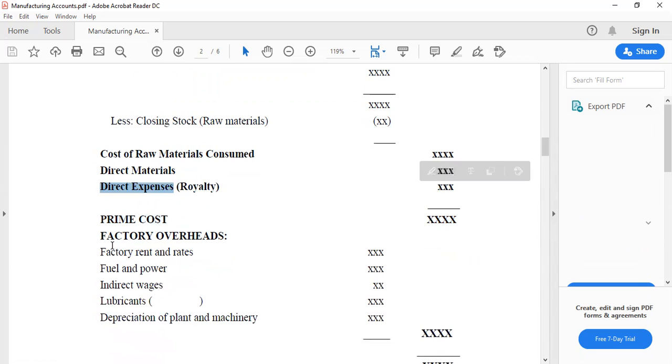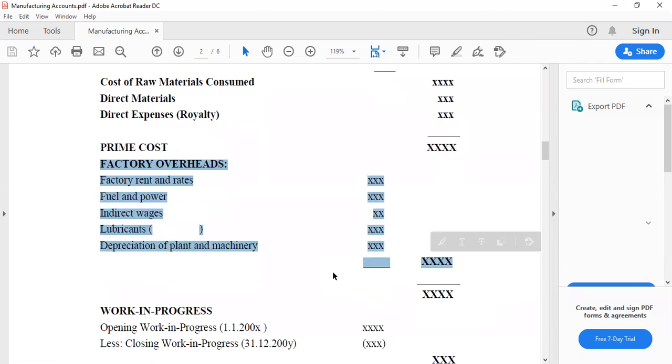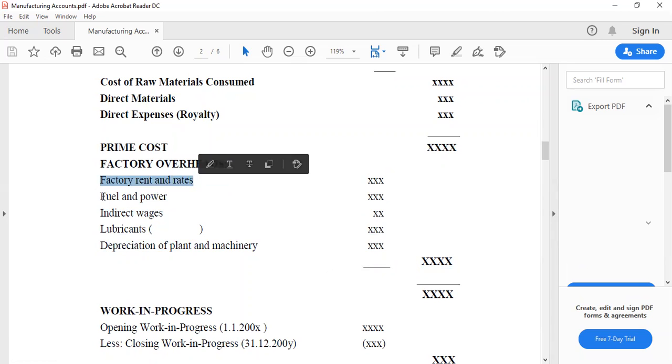And then still under the manufacturing expenses, we add the factory overheads. The factory overheads, we said that they are the indirect expenses incurred by the business. Examples of factory overheads are factory rent and rates, fuel and power. Those expenses that cannot be directly traced to that product fall under factory overheads.